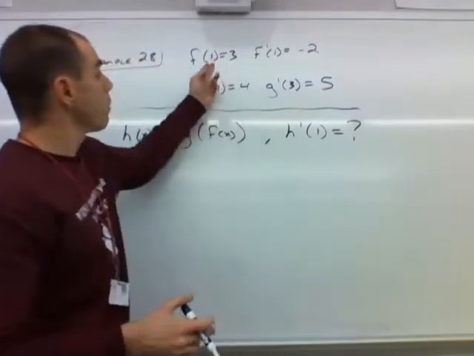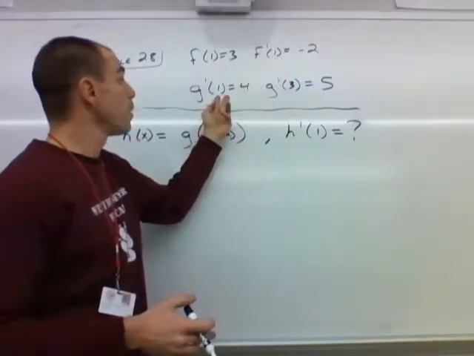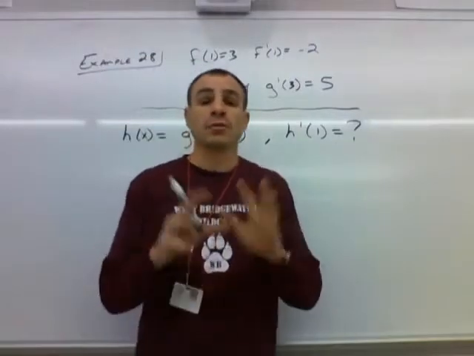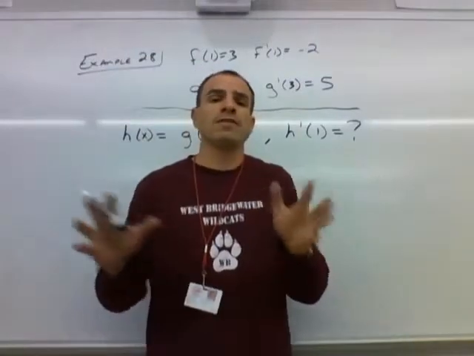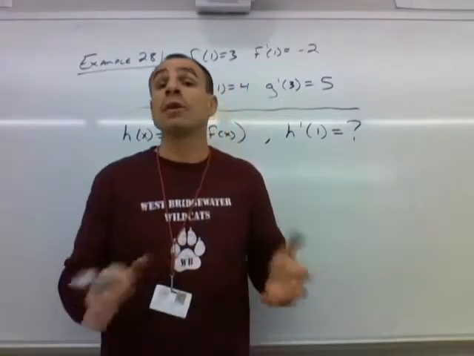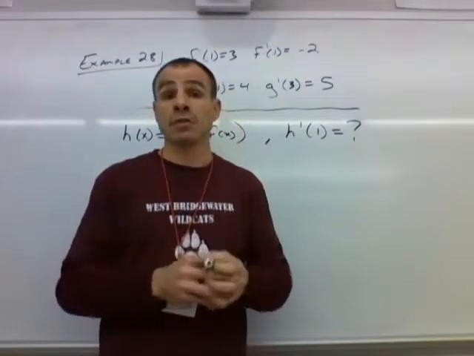We're told that f of 1 is 3, f prime of 1 is negative 2, g prime of 1 is 4, and g prime of 3 is equal to 5. Okay, that's all we're told about them. We have no idea if it's x squared plus 4x plus 2 or anything like that, cosine, who knows. We have no idea what the specific formulas are. The test makers love to do this type of thing.